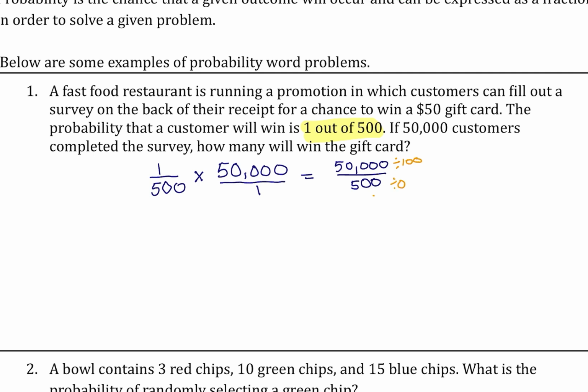And that is going to give us the fraction 500 over 5. Essentially what just happened is when you divide by 100, it's just taking 2 zeros off both numbers. 500 divided by 5 is going to give us 100. So what does this mean? It means that 100 customers will win the gift card.